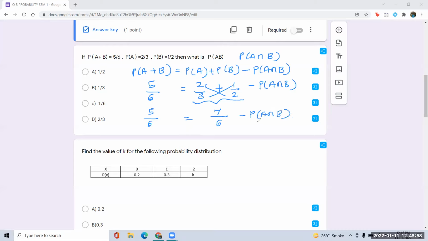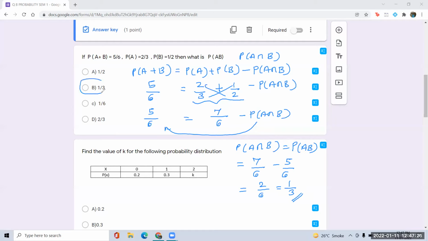Now I'm shifting this P of A intersection B on this side and 5 by 6 on this side. So I get P of A intersection B, which is nothing else but P of AB, which is equal to 7 by 6 minus 5 by 6, which comes out to be 2 by 6, which is nothing else but 1 by 3. And so the correct answer is 1 by 3. This is the correct answer. Little bit of simplification is required over here.